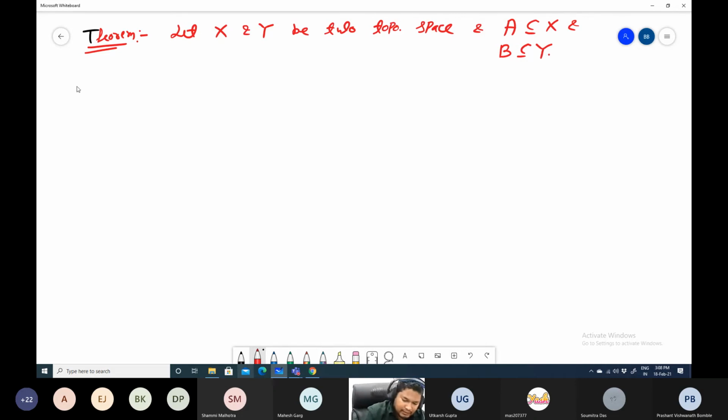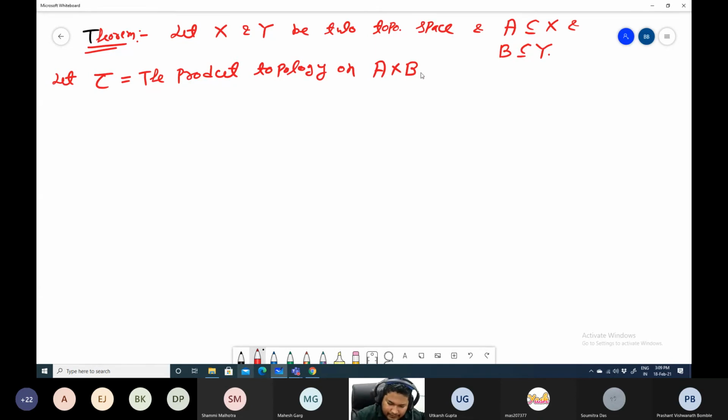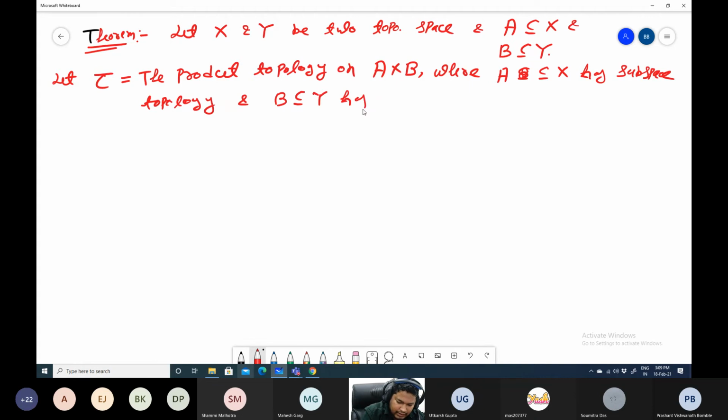Okay. Now let tau equal to the product topology on A cross B, where A subset of X has the subspace topology and B subset of Y has the subspace topology.